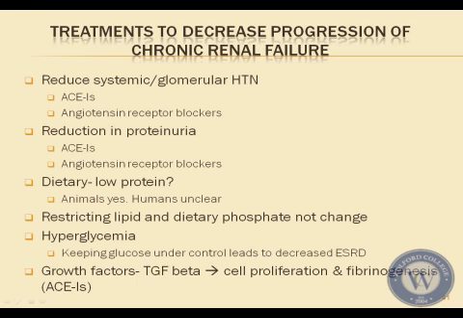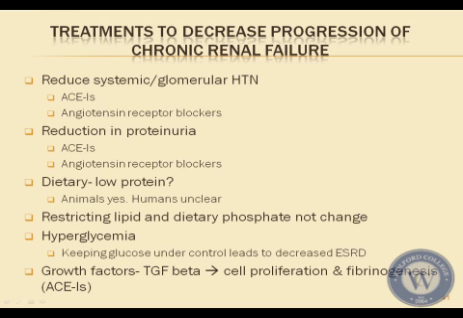Treatments to decrease the progression include reducing systemic glomerular hypertension, such as with ACE inhibitors or angiotensin receptor blockers. A reduction in proteinuria may also be helpful by using those agents. Dietary low protein is really unclear in humans. In animals it has been shown to help, but in humans it's unclear. If you restrict lipid and dietary phosphate, there's really been no change in chronic renal failure development. On the other hand, if hyperglycemia can be avoided, it really helps decrease the incidence of end-stage renal disease. Since diabetes is one of the highest risks for developing chronic renal failure, it shows you that tight control is very important in these individuals.